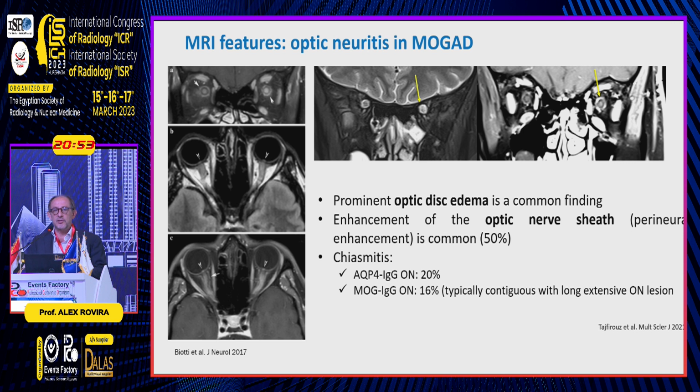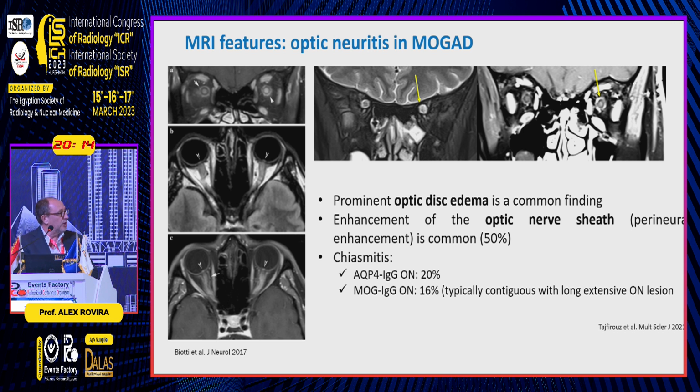But there are specific patterns that should help us to suggest the diagnosis of MOGAD. And one is the presence of optic disc edema. This is a relatively common finding. You can see this edema that sometimes shows even enhancement. And also another finding that is relatively common, in up to 50% of the cases, when you inject contrast and you perform a coronal T1 sequence with fat suppression, you can see this perineural enhancement, something that has not been described in aquaporin 4 or in multiple sclerosis.